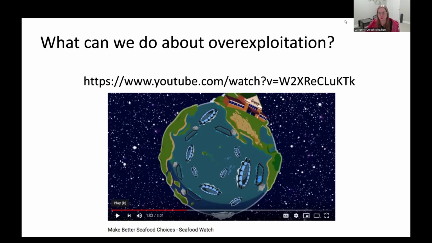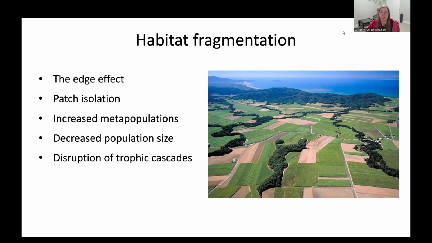And when I give you examples of what we can do like this, please don't feel like I'm putting it on us. It is not the consumer specifically. We are not the sole driver of overfishing or overharvesting, but we can make a difference with how we purchase. Habitat fragmentation leads to a loss of biodiversity.